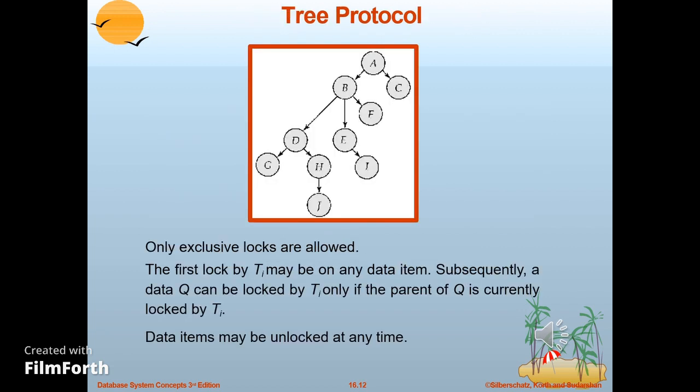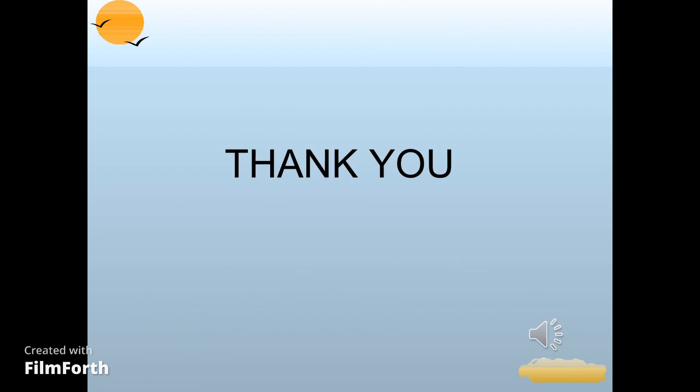This is a tree protocol. Here also we have an order in which a transaction can access a data item. Initially a transaction can lock any data item, and while locking for the second time, a data item Q can be locked by TA only if the parent of Q is currently locked by TA. If the parent is not locked, then the data item already held may be unlocked at any time.